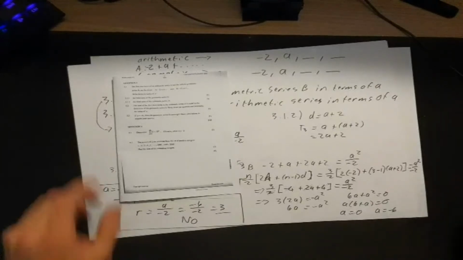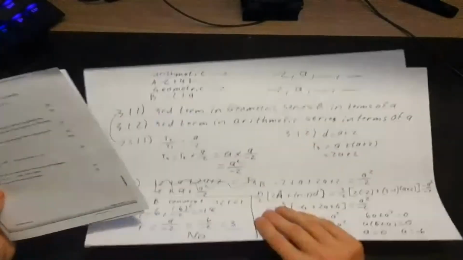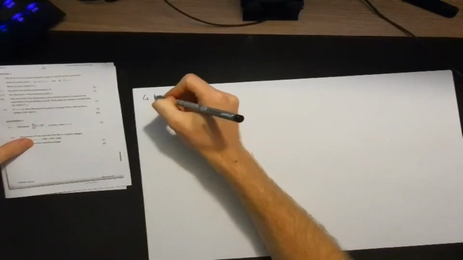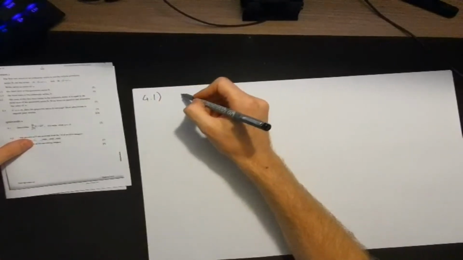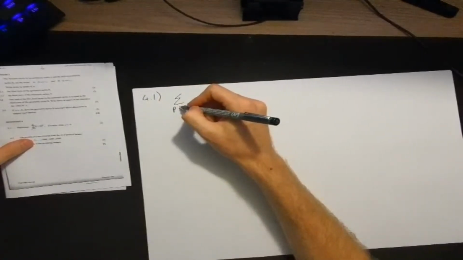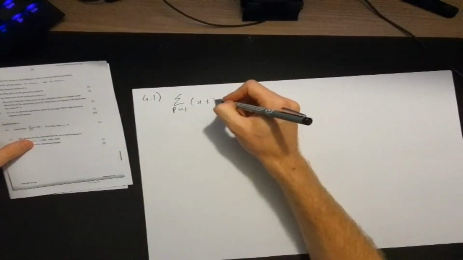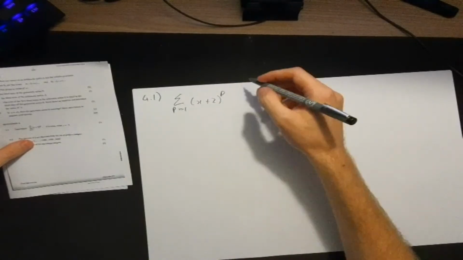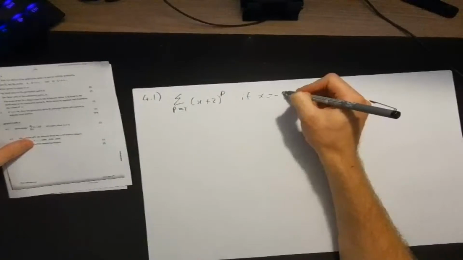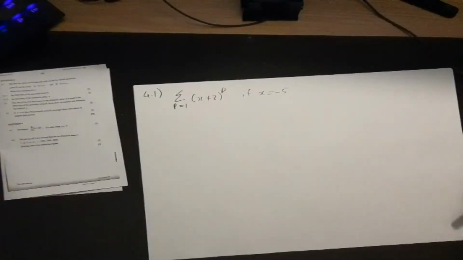All right. So I think I'm going to move on then to question 4, which is summation. Okay. For some reason summation seemed to freak everyone out. So you give us the following over here. 4.1 says determine the sum of p equals 1 of x plus 2 to the power of p if x equals -5. Okay, so have a crack at that one. And then we can figure it out together.